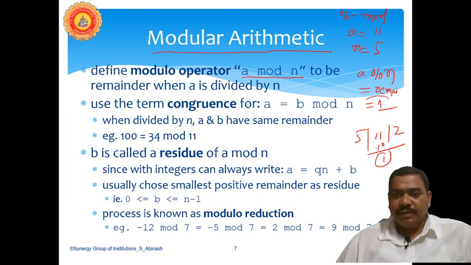We will perform this. The modulo operator A mod n is the remainder when A is divided by n. So when A is divided by n, this is the quotient and this is the remainder. The remainder will be the result of the modular operation. Modular division, you can say. We use the term congruence for A is equal to B mod n.